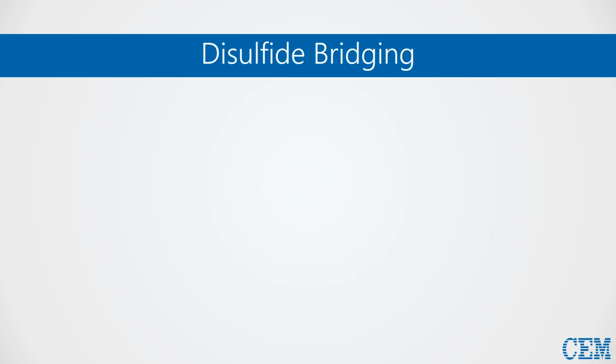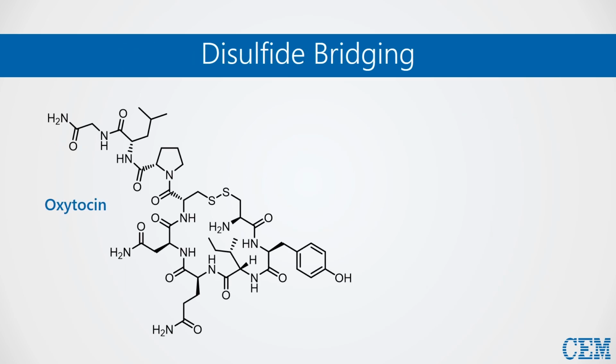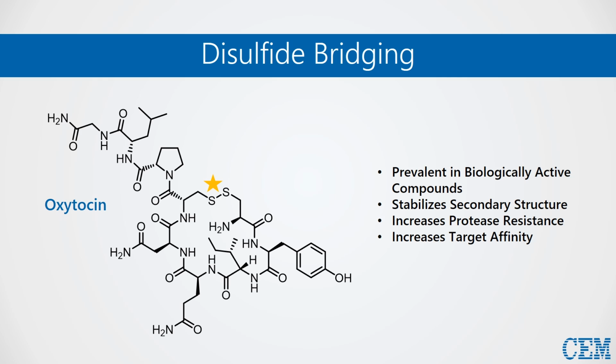Next, let's take a look at disulfide bridging, which is the oxidative bond formation of 2 thiol-containing R groups, namely cysteine. Disulfide bridging is found in many biologically active peptides, most commonly venoms and therapeutics. The disulfide bond stabilizes secondary structure and, like stapling, can increase protease resistance and target affinity.